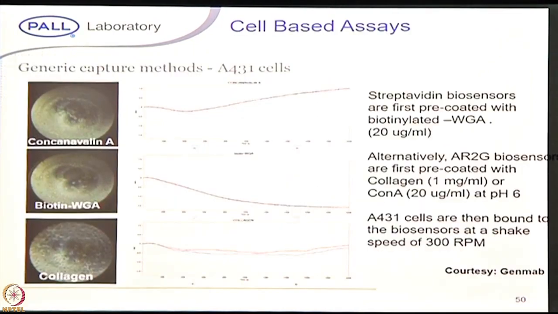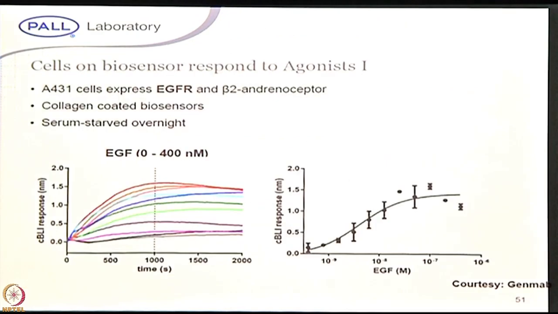Genmab recently published this data. They immobilized the entire cell on the sensor surface and tried different combinations. One example I can show you is that they took collagen and immobilized it on the amine coupling sensor, and then the cells, A431 cells, which express the EGFR and beta adrenoreceptors as overexpressed receptors, were put on the sensor surface. They then performed interaction studies with EGF. You can see the binding interaction. It is not exactly kinetics. It is orthogonal to your cell-based assays.